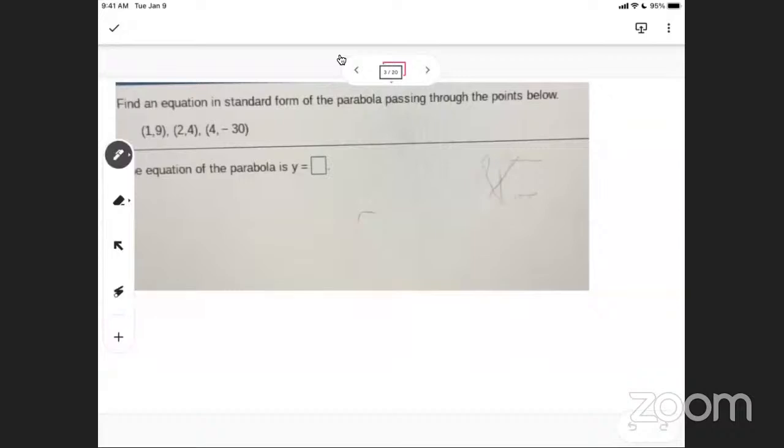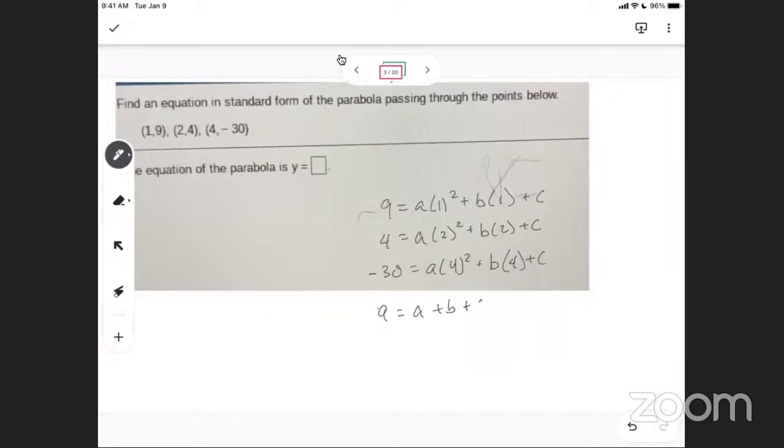But basically, here's the shortcut. I'm just going to show you. When you set this up, 9 equals a times 1 squared plus b times 1 plus c. 4 equals a times 2 squared plus b times 2 plus c, and negative 30 equals a times 4 squared plus b times 4 plus c. When you set this all up, this top one is going to be 9 equals a plus b plus c. 4 equals 4a plus 2b plus c. And negative 30 equals 16a plus 4b plus c.